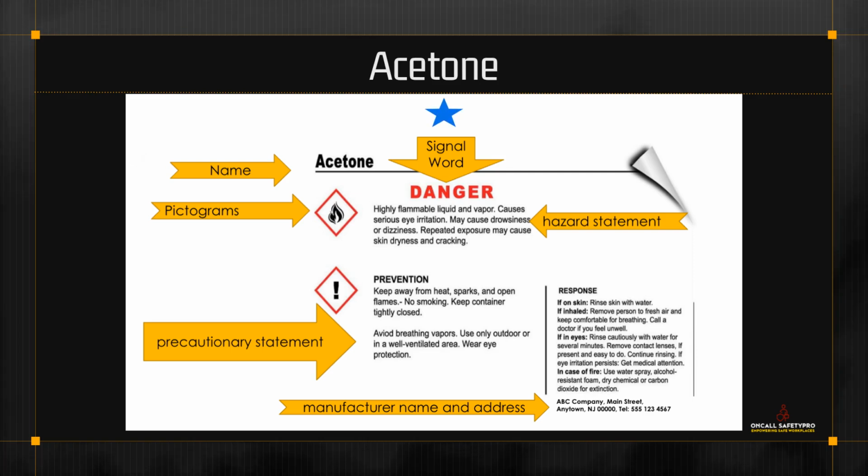2. Signal word, danger or warning, indicating how hazardous it is. 3. Hazard statement, a brief explanation of the dangers, like causes skin burns. 4. Pictogram, a visual symbol showing the type of hazard. 5. Precautionary statement, steps to take for safe handling, like wear gloves. 6. Manufacturer details and contact information for more questions.